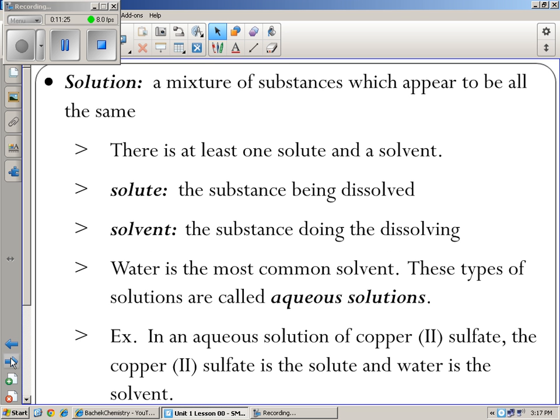Solution, last one, I think. A mixture of substances which appear to be all the same. There's at least one solute and a solvent. So we're going to spend an entire unit on this, unit 3, okay? Solute is what we call the substance being dissolved. Solvent is the substance doing the dissolving. Water is the most common solvent, and we'll come back to this later on as well. These types of solutions are called aqueous.